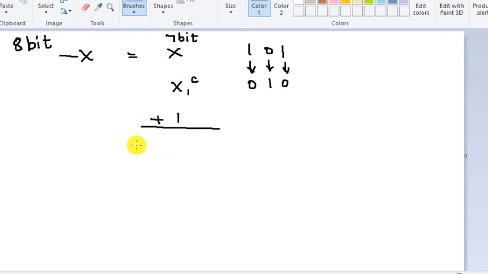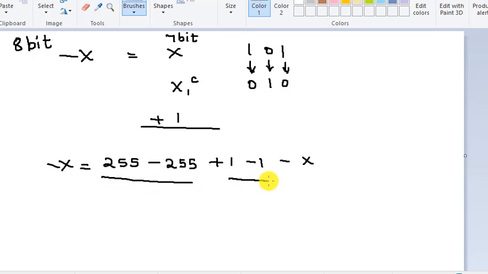So why is this so, right? First you need to understand that minus x can be represented mathematically as 255 minus 255. How much is this? This is 0, right? Plus 1 minus 1, that's again 0, minus x, right? So I add a 0 and I add a 0 again, so that is not going to change my value.